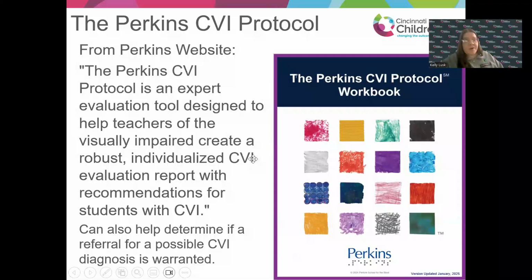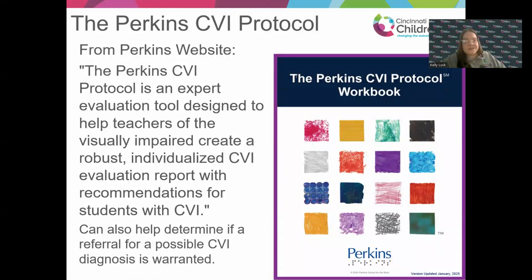The Perkins CBI protocol was developed just recently. And so I just literally took a blurb from their website that's an expert evaluation tool designed to help teachers of the visually impaired create a robust, individualized CBI evaluation report with recommendations for students with CBI. So we kind of see this one as the functional vision assessment LMA that I was just talking about. We use that with all of our kids with a vision impairment. However, this protocol is specific for CBI. So a lot of the things in the regular FVA LMA, it doesn't really go deep enough, it seems like, for a lot of our CBI kids.